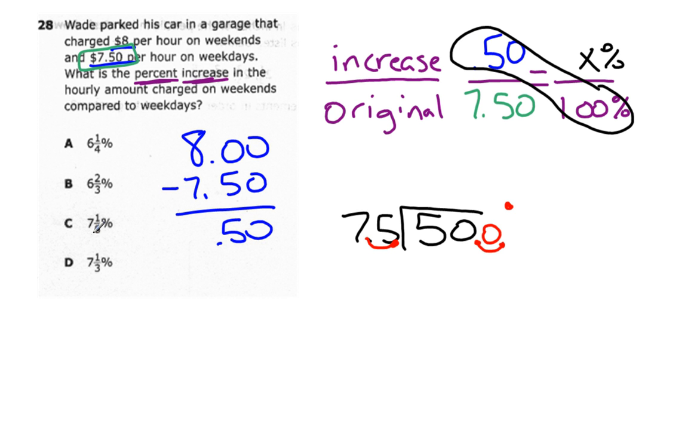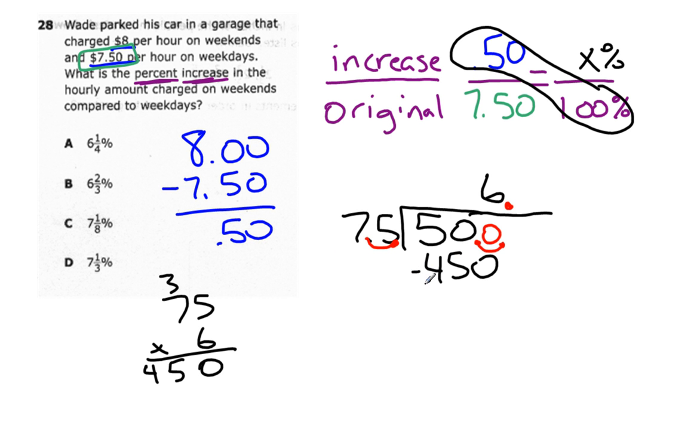Well, looking at our answer choices, it's either going to go in 6 or 7 times. Let's see, what is 75 times 6? We get 0, 3, 450. I can't get another 75 in, so we say this is going to go into it 6 times. And then 450. We subtract here. We get 50 again, which means this is going to repeat. This is just going to keep being 6 over and over again.